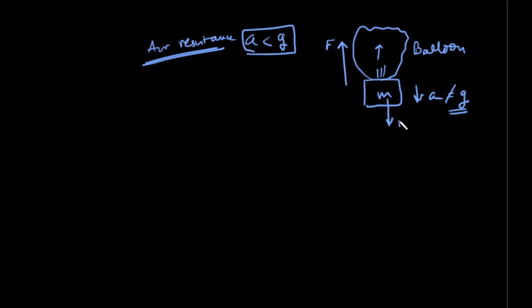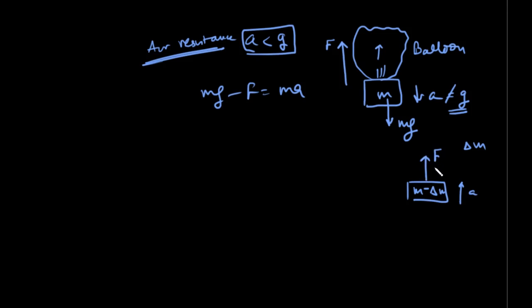So what is the equation of motion in this scenario? In this scenario, forces on mass m are mg and F. This means mg minus F equal to ma. This is because m is coming down. Now if we remove mass, let us say I remove delta m. This means the mass left over is m minus delta m. It goes up. In this case also, the force which is driving the balloon up is the constant force F. I have assumed this. And this is the gravitational force, m minus delta m times g.